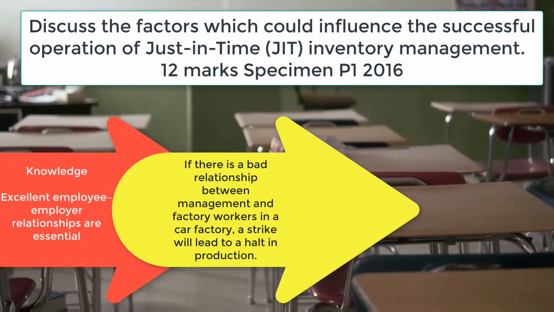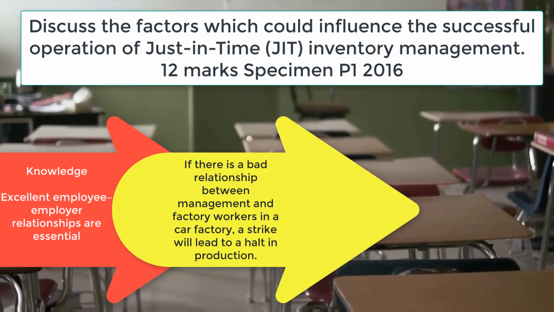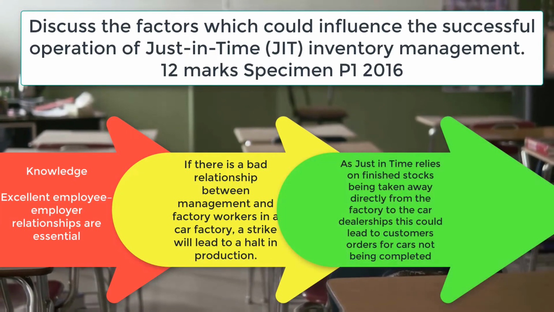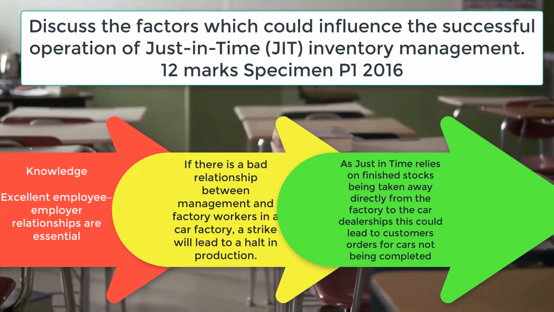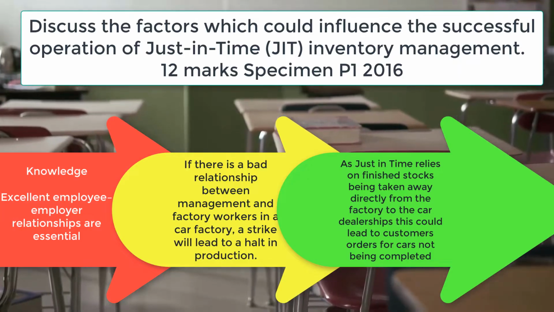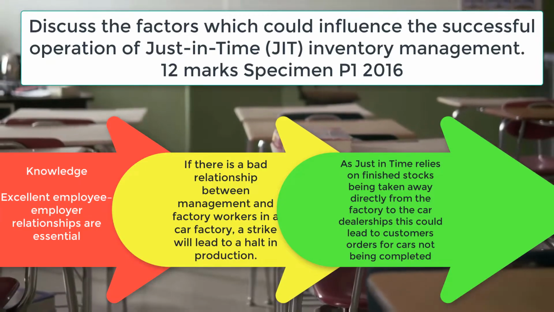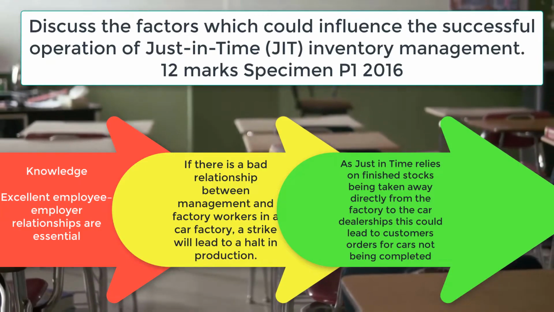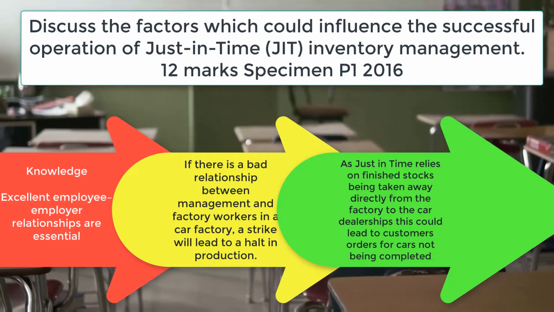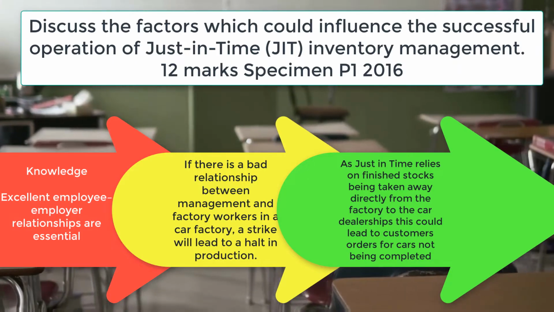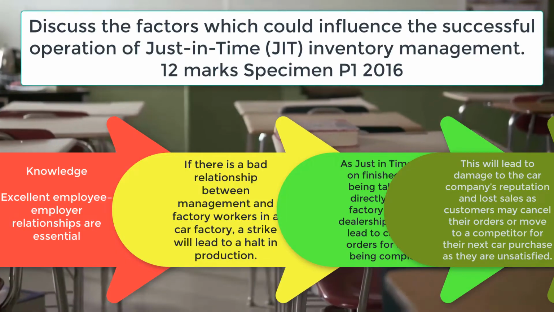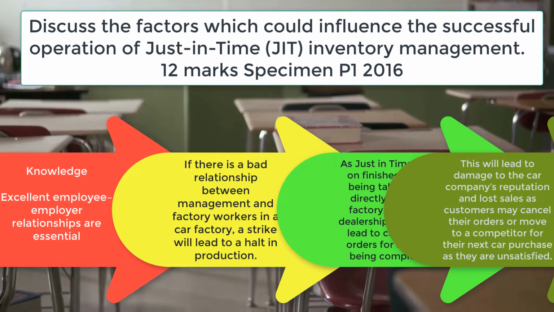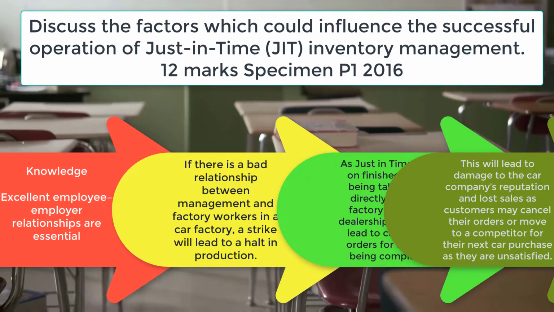But we also need to go further and to explain the impact of this factor. As just-in-time relies on finished stocks being taken away directly from the factory to the car dealerships, this could lead to customer orders for cars not being completed. And we finish the chain by analysing the impact of the incomplete customer orders. This will lead to damage to the car company's reputation and lost sales, as customers may cancel their orders or move to a competitor for their next car purchase, as they are unsatisfied.